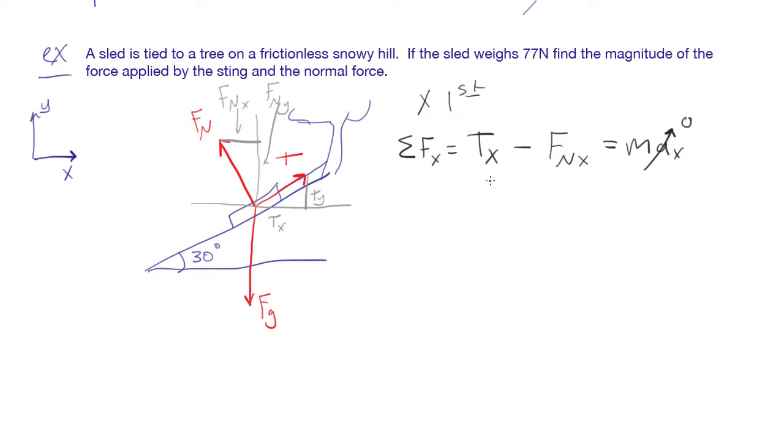Now, I don't really care about T sub x. What I care about is T. I don't care about Fn sub x. I care about Fn. So I can do some trig here and write these in terms of the tension and the normal force. In order to do that, though, I need to know some angles. I've got two right triangles here. Who can tell me about the angles?